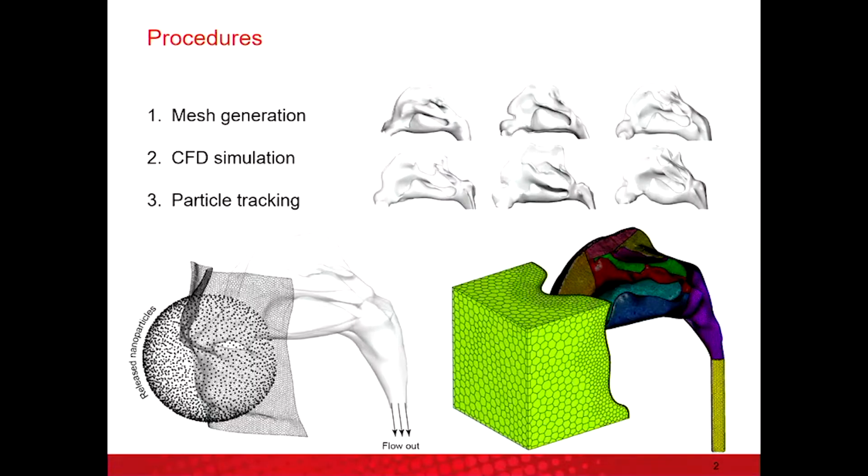And today I'm going to talk about the general steps in computational models of fluid particle in respiratory airway. Here are three main topics of my presentation: the mesh generation, CFD simulation, and particle tracking. So apart from the Hashan's advanced meshing methods, our mesh generation only uses the unstructured polyhedral mesh.